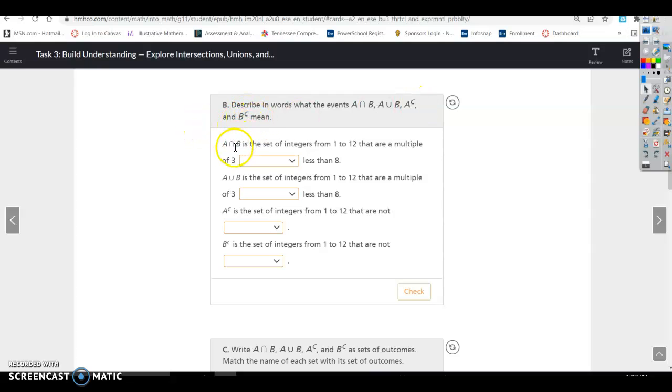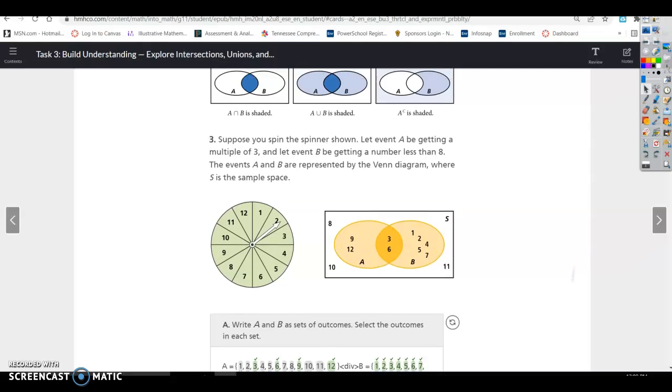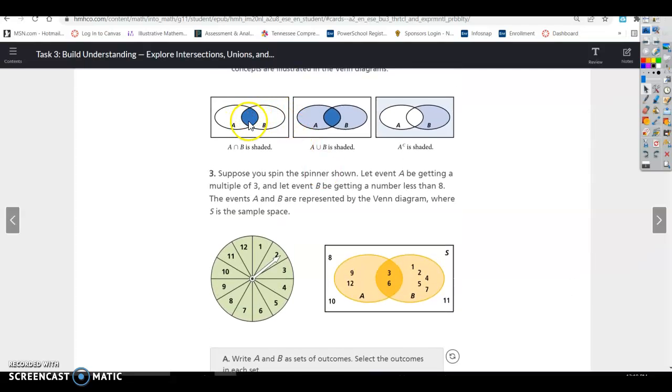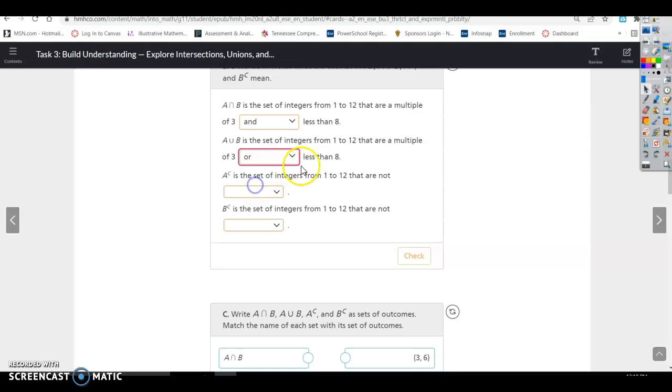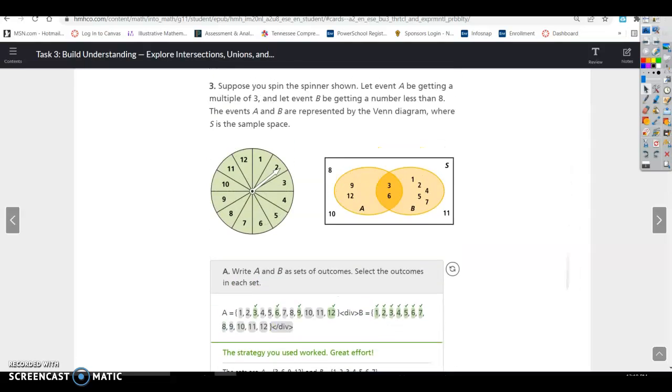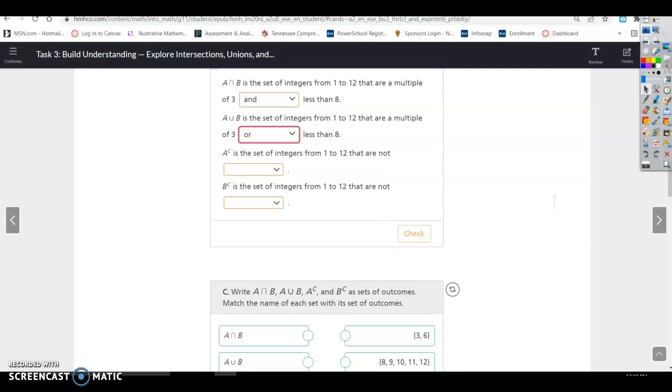mean. All right, so A intersect B is the set of integers from 1 to 12 that are multiples of 3 and less than 8. All right, so it has to be both this and this. So remember, when it's intersect, it's only the part that meets both requirements, so the intersection part. A union B is the set of integers from 1 to 12 that are multiples of 3 or less than 8. Remember, a union is now shared property, so if it's in either one, then it makes it true.